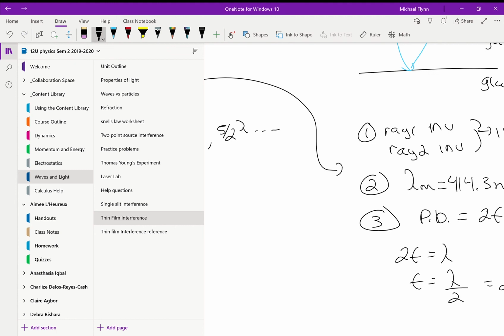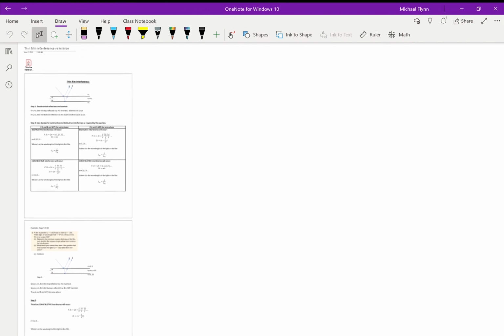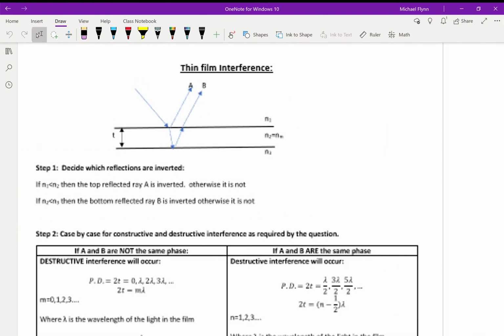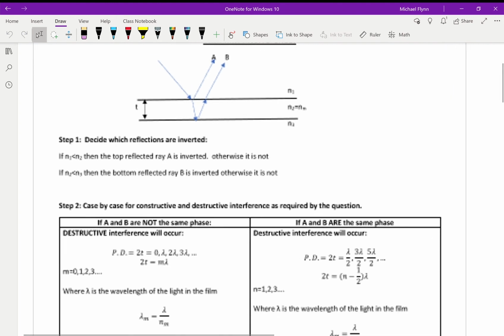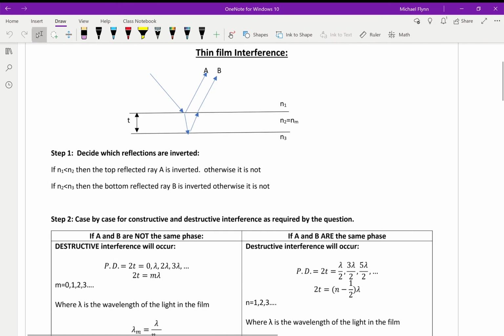Before I leave you though, I've done you a favor. I've made a reference, a guide on how to do thin film interference questions from the homework. So on the next page in OneNote, you will find a little handy guide for you. Here it says thin film interference. Step 1, decide which waves. I don't know why it's blurry. Anyway, when you look at it, it shouldn't be that there. Okay, that's better. So step 1, decide which waves are inverted.